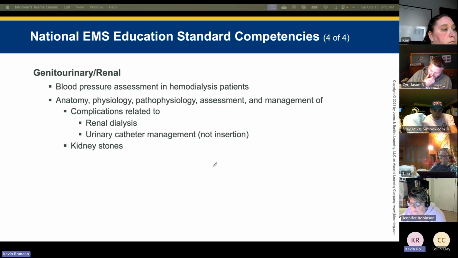Also, some genitourinary and renal topics as well. We'll talk about renal dialysis, kidney stones, and then urinary catheter management. Not insertion, because we do not insert or take those things out. That's a whole very aseptic technique that has to be done. It's a process to put urinary catheters in place. Those of you who have done them before know what I'm talking about. For those who haven't, it does take some time. It's not something that is rushed, because it can cause a lot of damage, especially to the urethra going into the bladder.